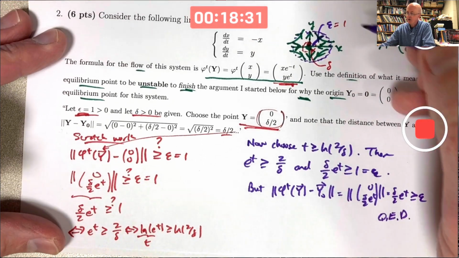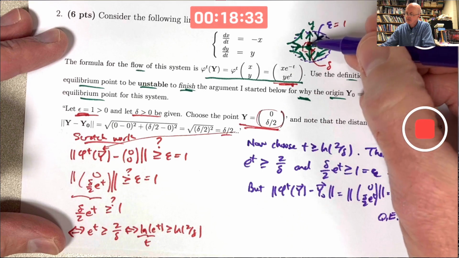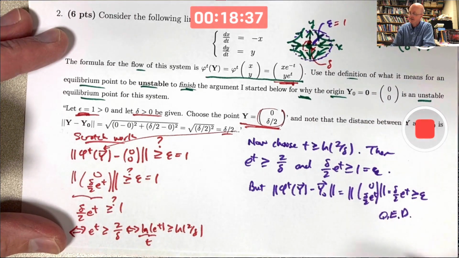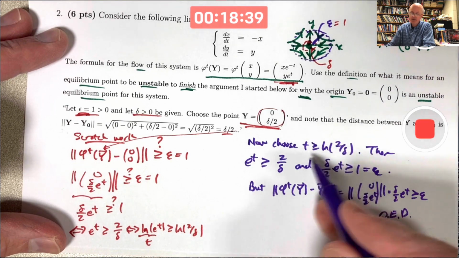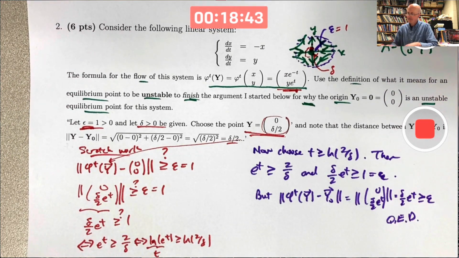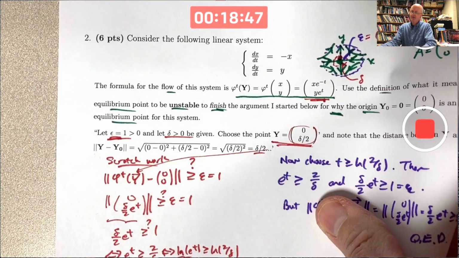We wanted to show there's a large enough value of t that's going to map this point outside of the bigger disk of radius epsilon. How big does t need to be? It needs to be bigger than the natural log of 2 over delta. Okay? All right. On to the next problem.